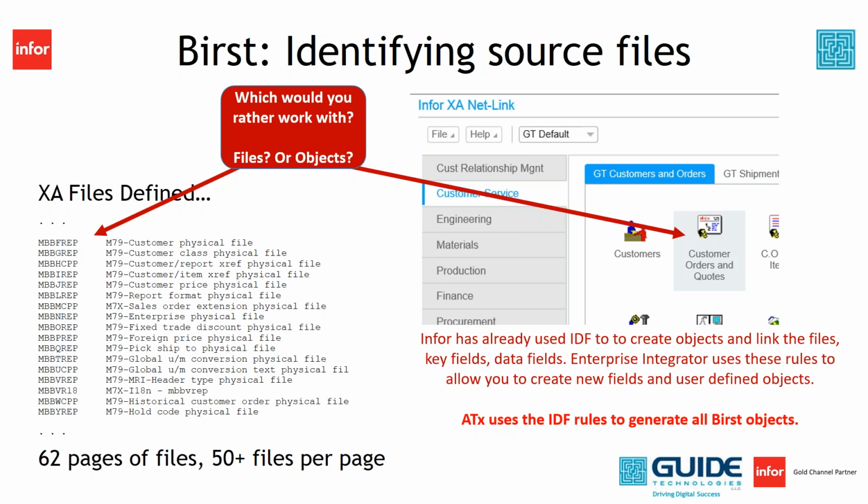What that means is you can go to a customer order object. You don't have to link any of those files. All that work's been done for you. Now remember, you also have Enterprise Integrator. You've added 5 custom fields to this file, and you've added a new object because you had something you wanted to track that wasn't in XA. Because this product, ATX, goes across your entire IDF database, all your custom objects and custom fields will be included in Birst. Nothing you have to do.